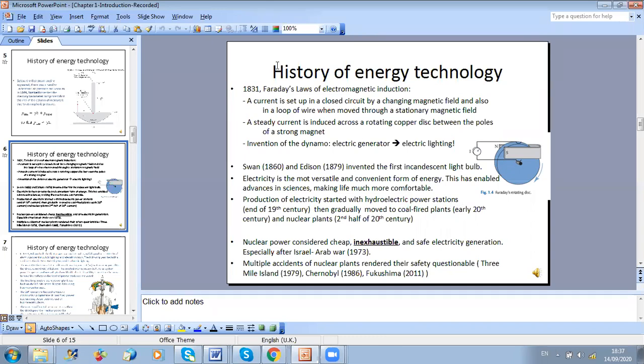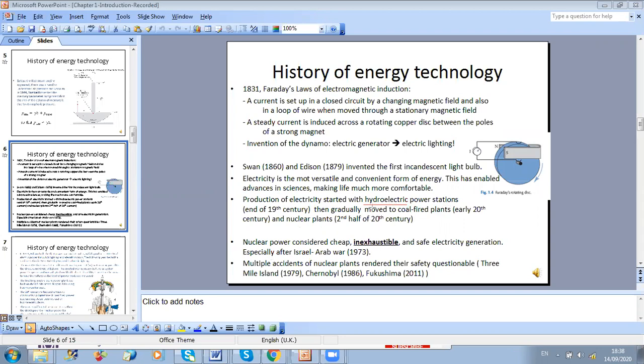And as its name indicates, it uses the energy of the water flow in order to convert it to electrical power. Hydroelectric power stations started at the end of the 19th century, and then they moved to coal-fired plants and nuclear plants. Of course, coal-fired and nuclear plants can be more efficient, because you know that nuclear power can lead to a very large amount of energy.